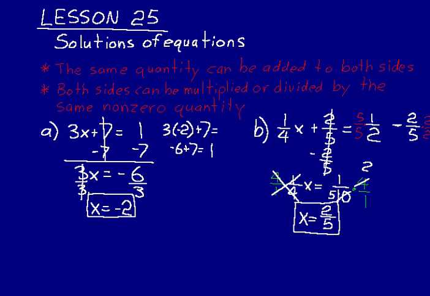You can always tell if you're going to have to use both rules if there's a plus or a minus sign by the x on the side that the x is on, and then also if x has a coefficient other than 1.